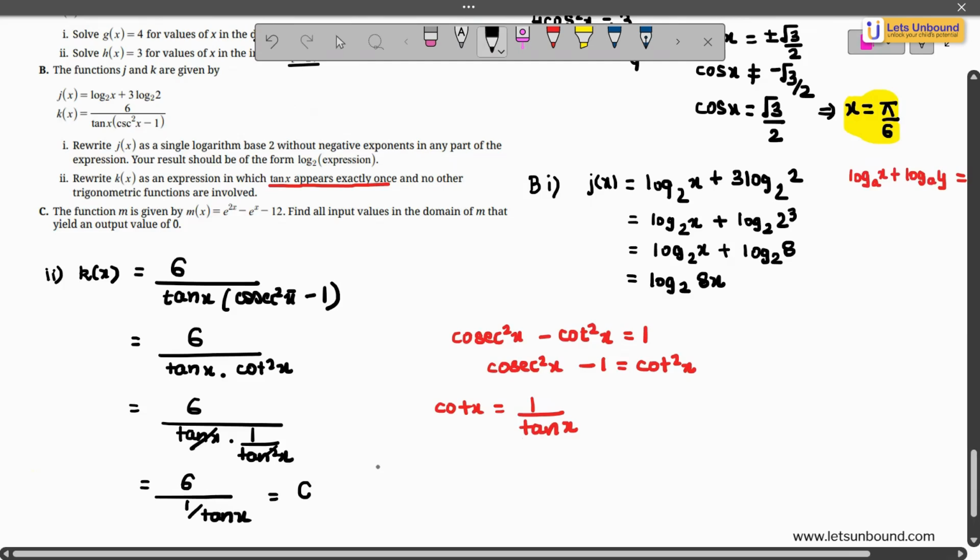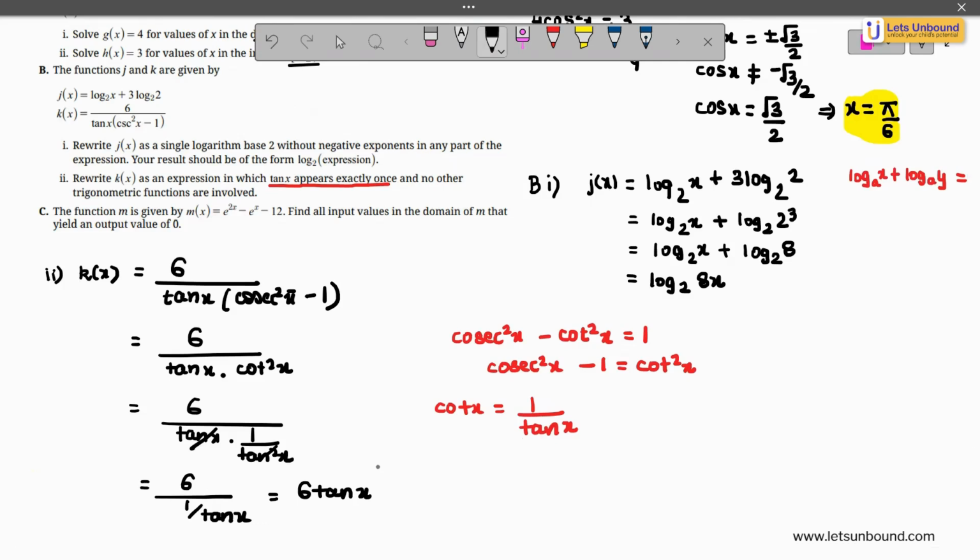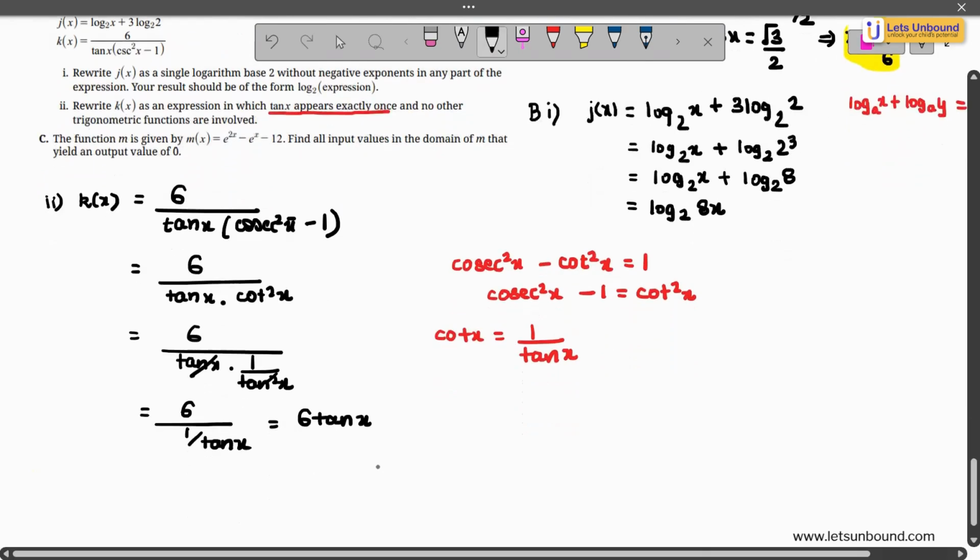Taking the reciprocal, my final expression would be just 6 tan x. So I have written down k(x), which was a trigonometric function, only in terms of tan x here. Let's do the C part now.